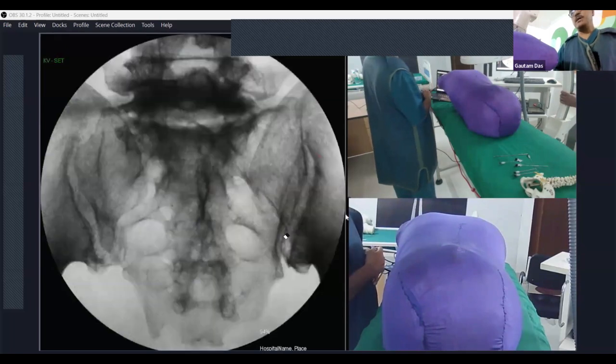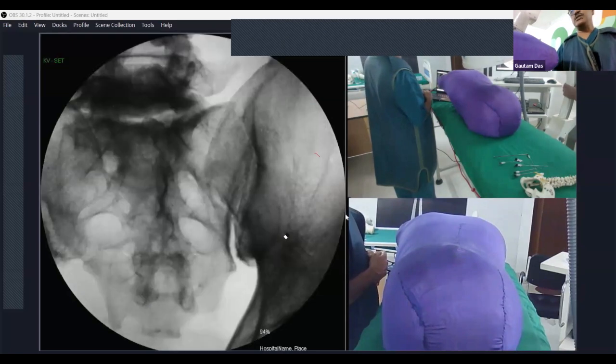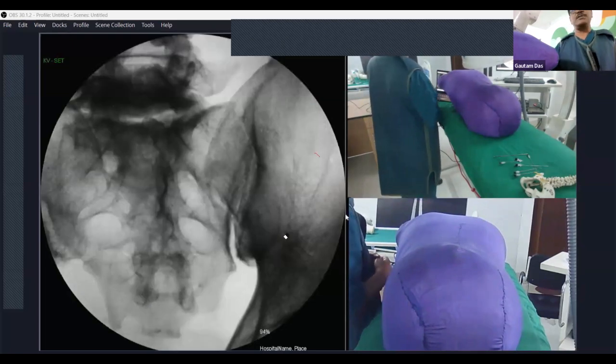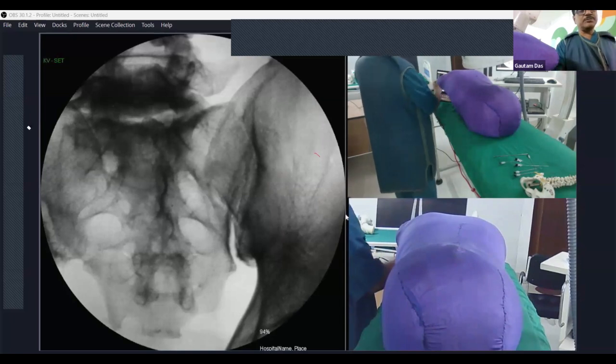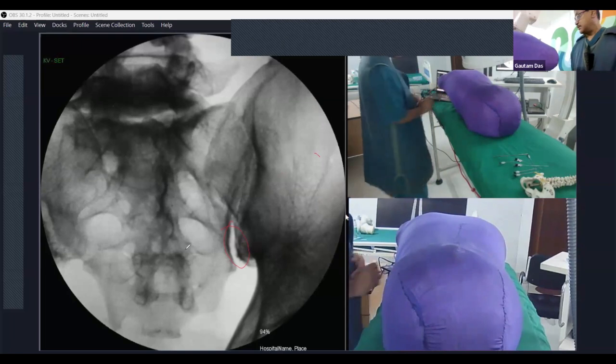So you see, if I'm making a contralateral oblique, then I'm basically merging the two. See now, this joint line is completely merged. Can you appreciate now? This part of your joint is your target.